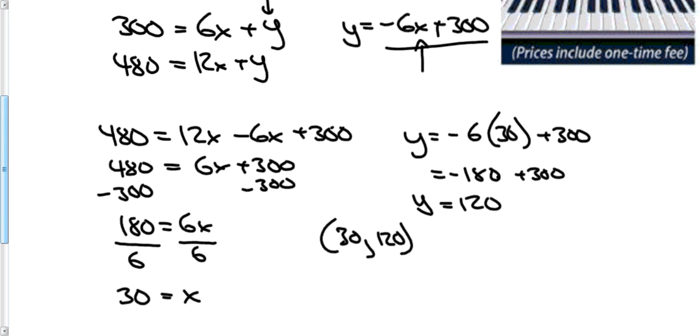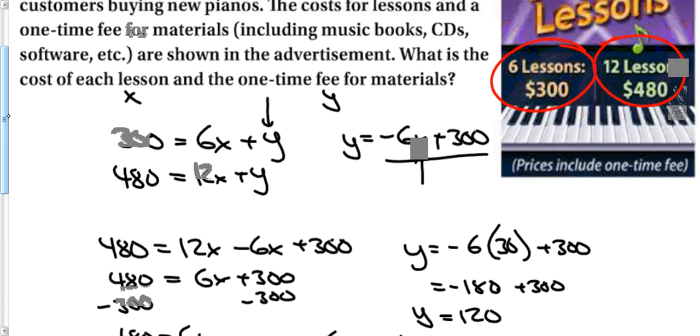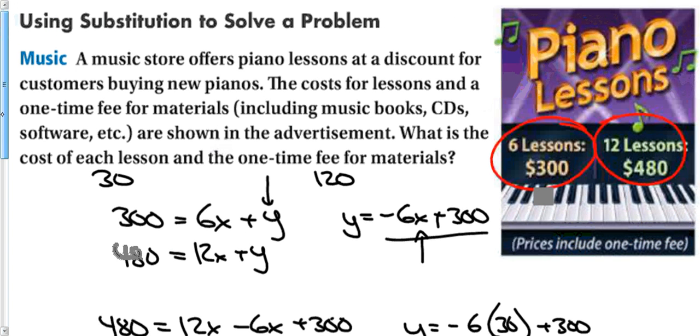120. Now, even though this is the point where my two lines intersect, it makes a little bit more sense to go back up to my original problem and say that the cost of each lesson is going to be $30 and the one-time fee for materials is going to be $120. So in this case, it makes a little more sense not to leave the data as a raw point, but to let you know which one is which.